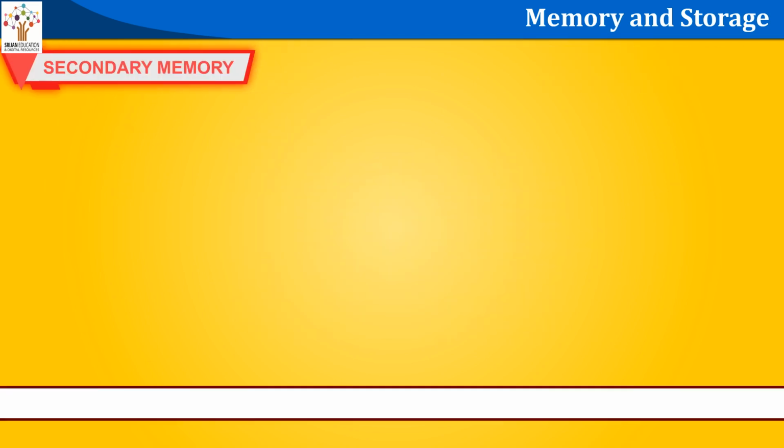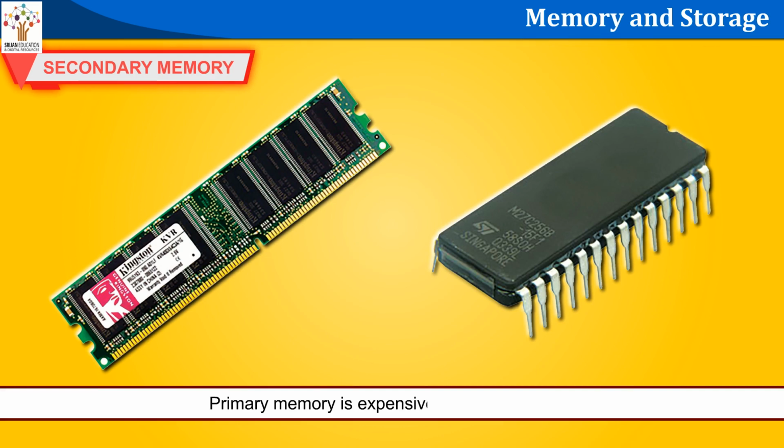Secondary memory. Primary memory is expensive as well as limited. Although it is very fast, it is temporary in nature. That is, the information stored in it gets erased when the computer is shut down.